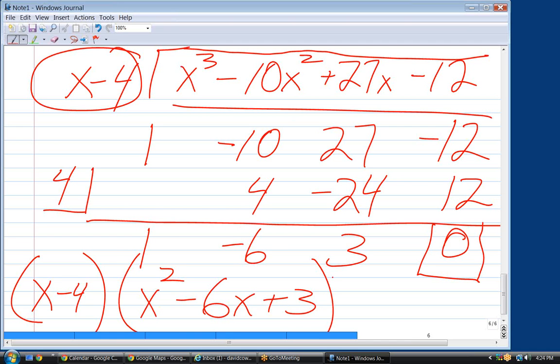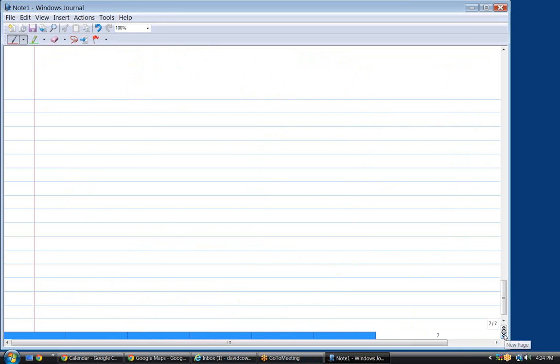We could have also gotten this by long division. In other words, just doing long division at the top would have given us that same answer. All right. Can we just do the same problem but just long division? Yes.